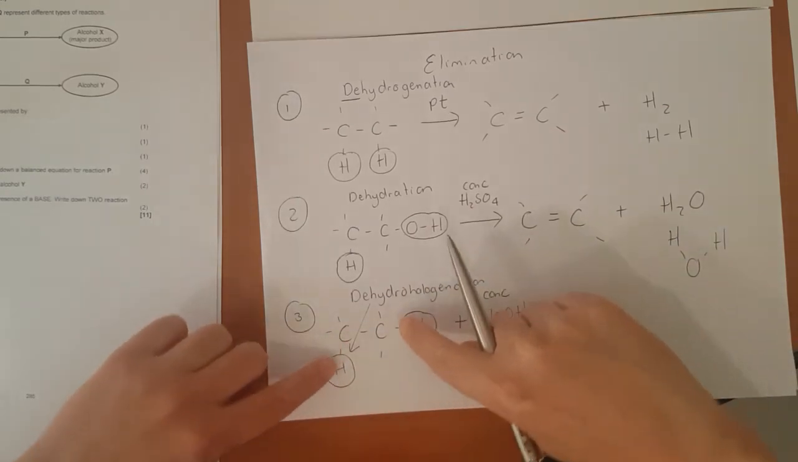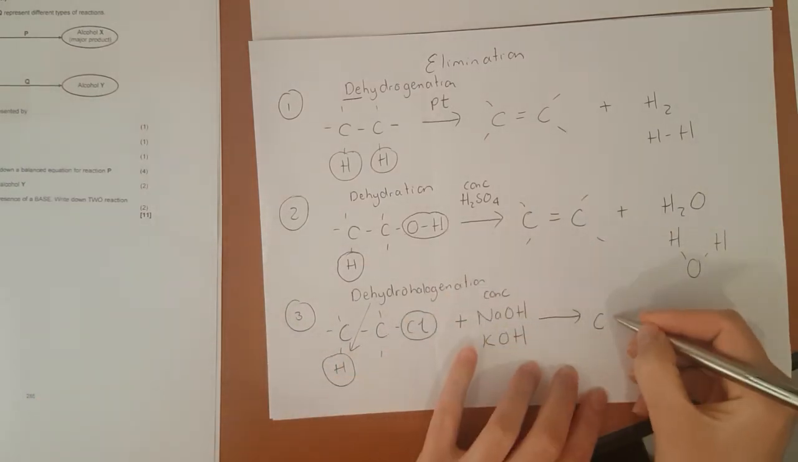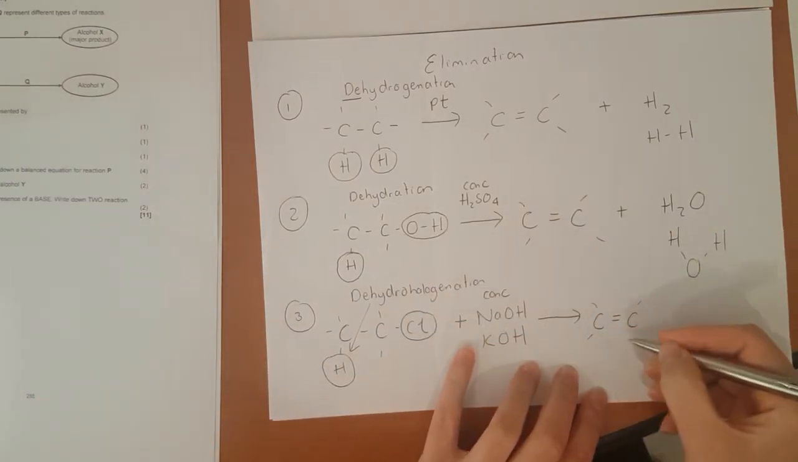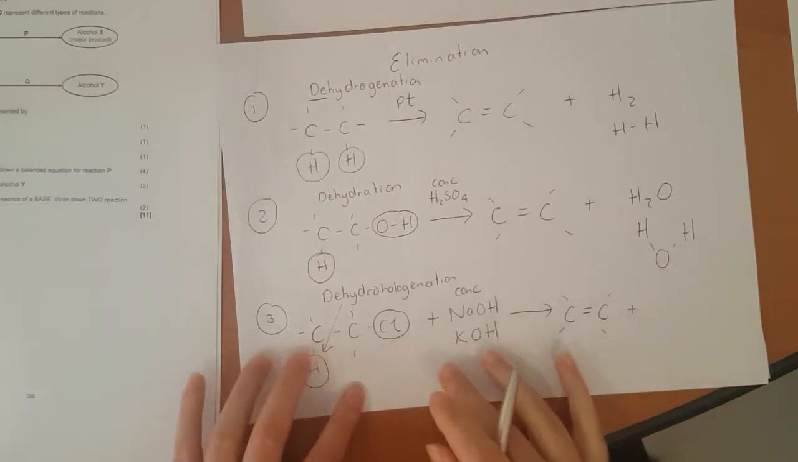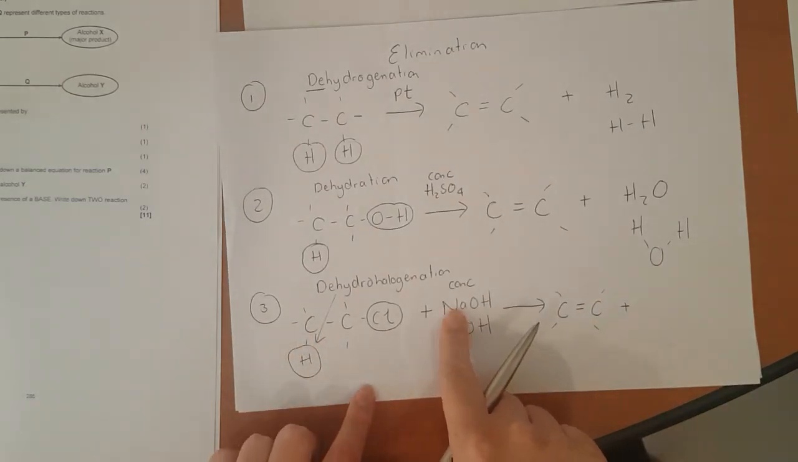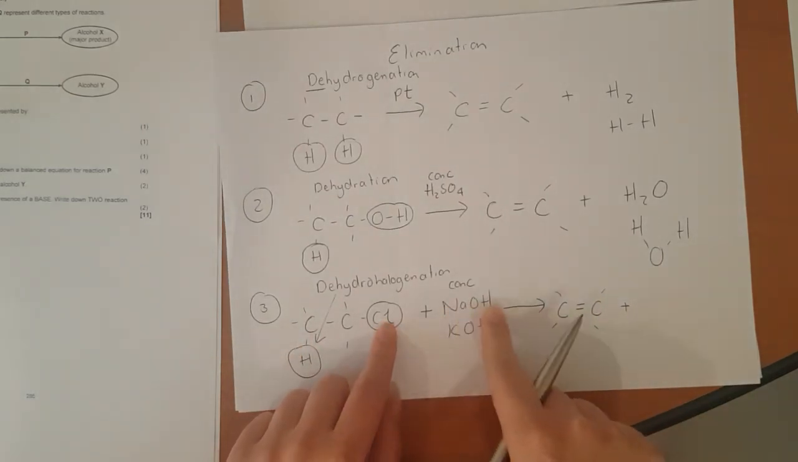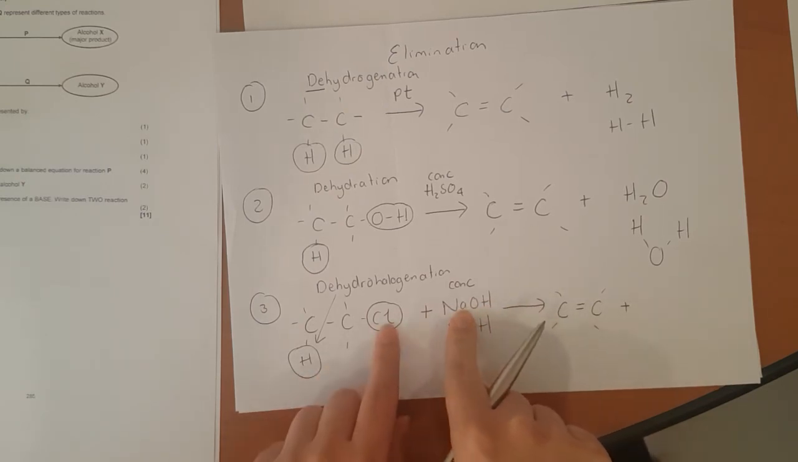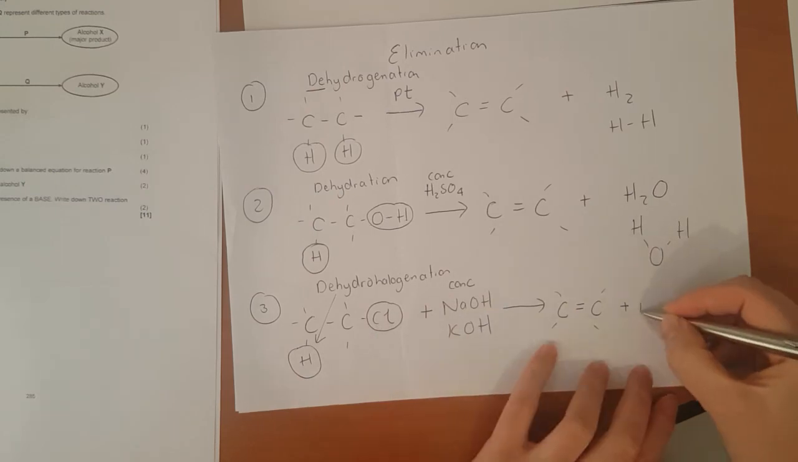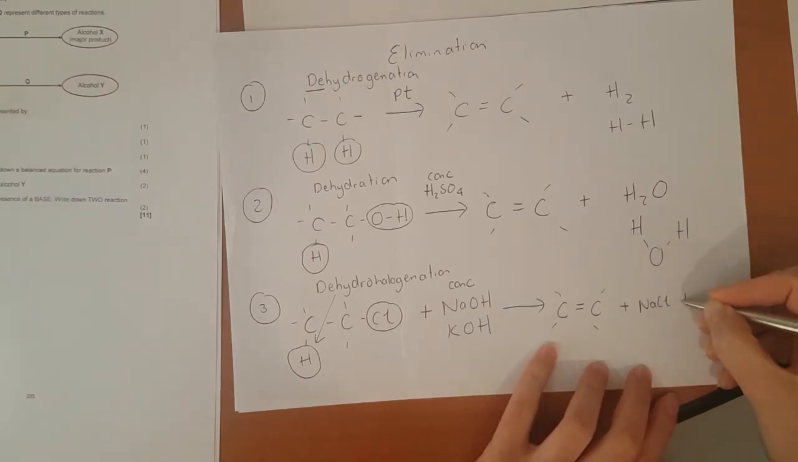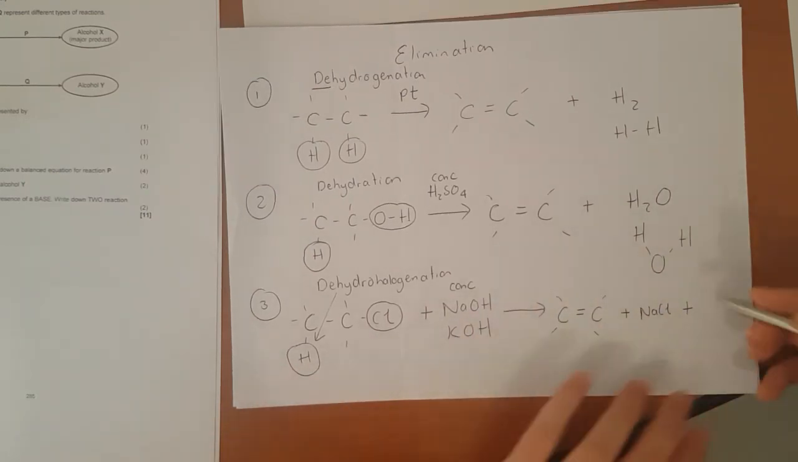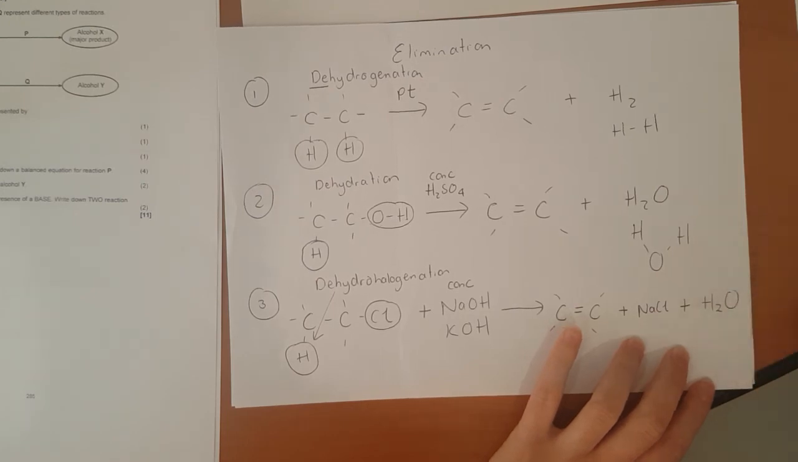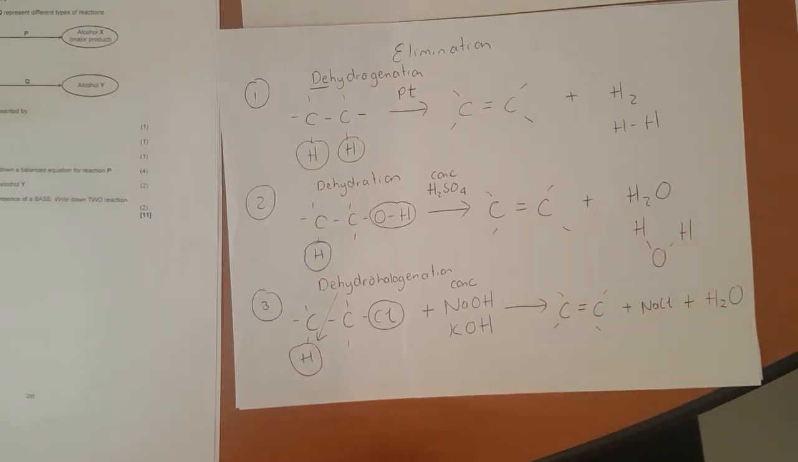Okay, again, those two little bonds join and become a double bond. Okay, then you also have your Na that's still there. You still have your Cl, you still have your OH and your H. So what happens is that Na bonds with the Cl and forms NaCl, and the OH bonds with the H and forms water. So dehydrohalogenation.